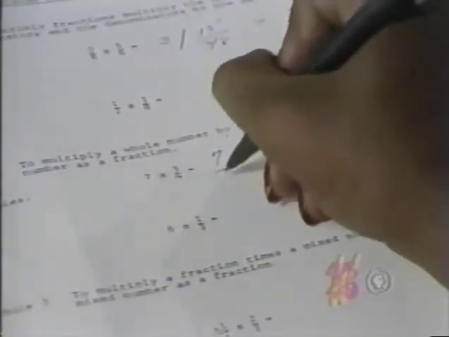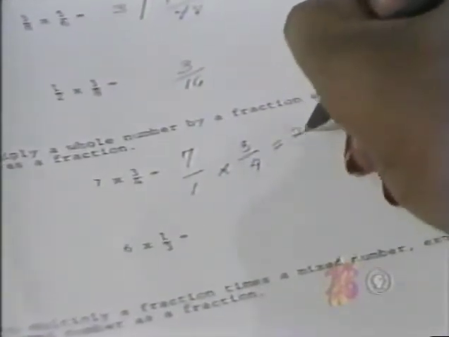Rule 2. To multiply a whole number by a fraction, express the whole number as a fraction. You mean write the whole number over 1? Yep, and it just multiplies straight across. Everyone okay? Okay? All right, here's an example like that. 7 times 3/4.